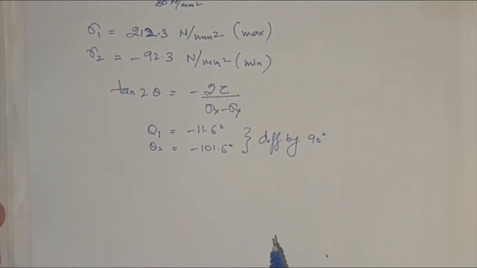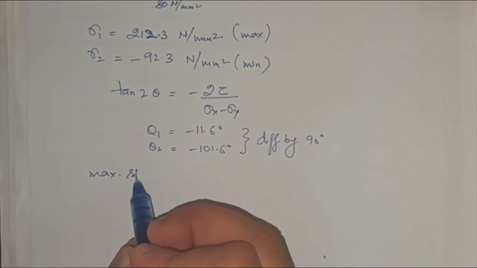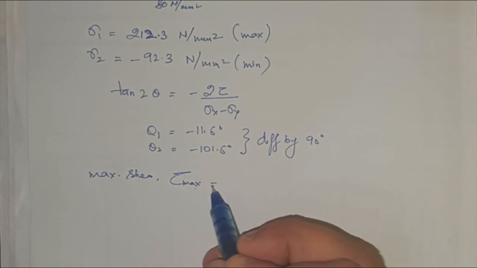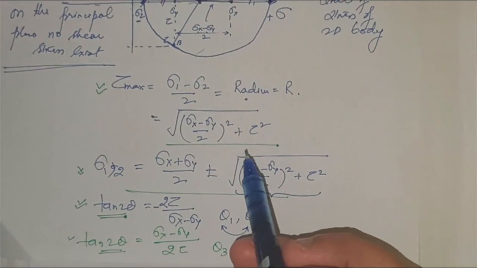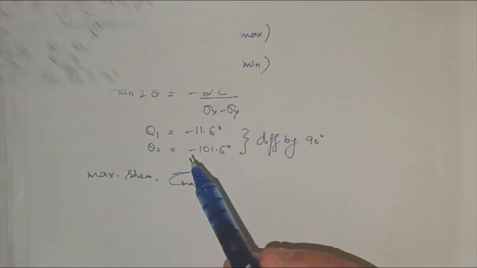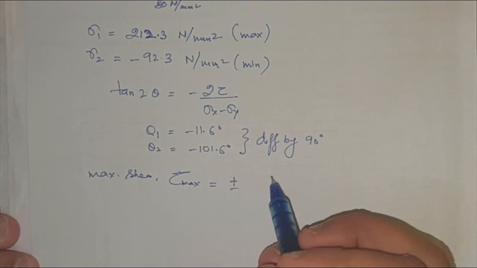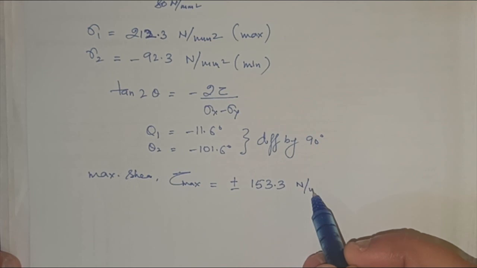Now let's find out the maximum shear stress. The maximum shear will be tau max, and you have the expression for it. This is the expression, the radius of the circle. Put in the values and you will find plus minus 153.3 Newton per mm square.